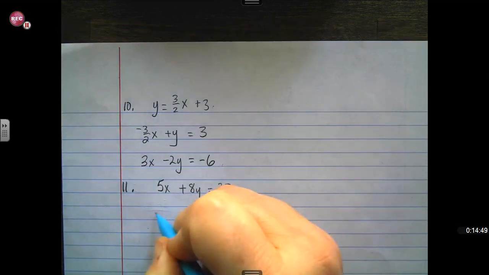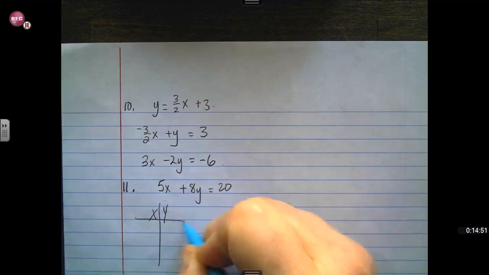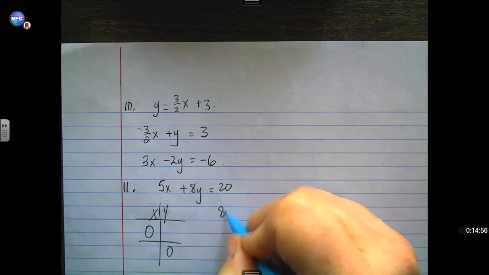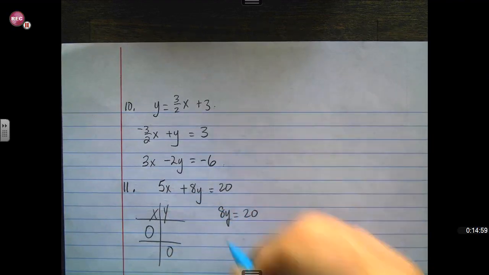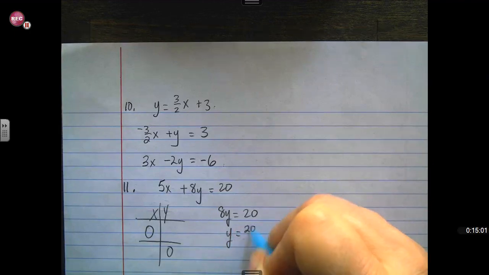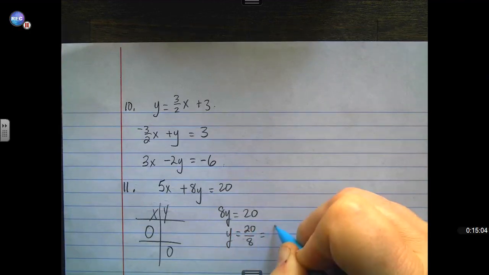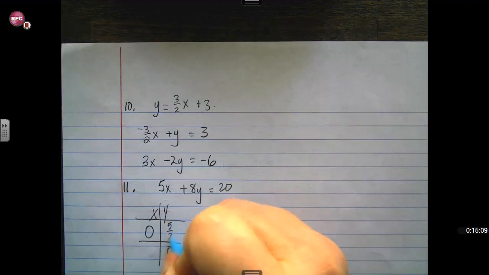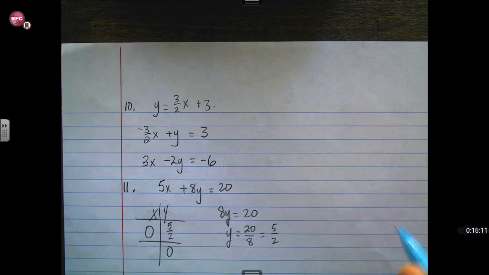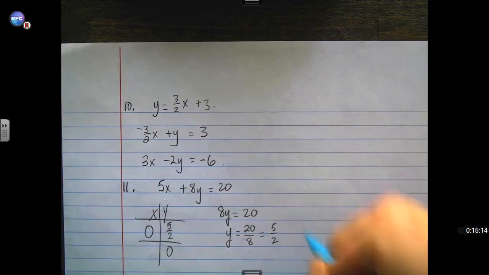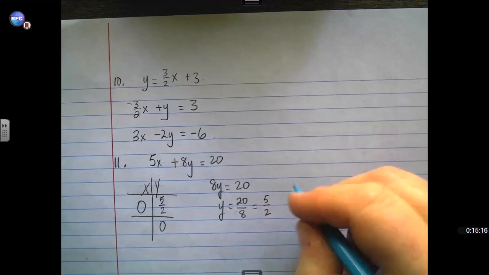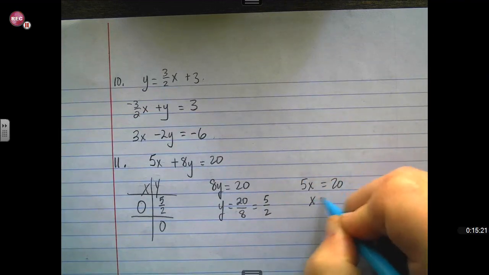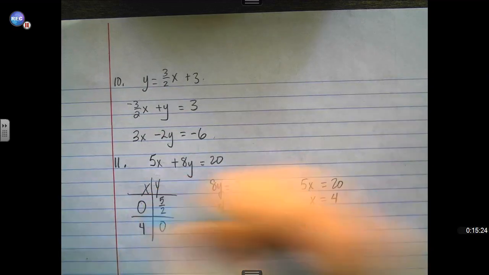It's in standard form, so I can just employ my intercept method. If x is 0, I get 8y equals 20. Y is 20 over 8, which reduces to 5 over 2. Okay, so 5 over 2. And then for the x-intercept, I let y be 0. So that gives me 5x equals 20. Divide by 5, x is 4. Okay.